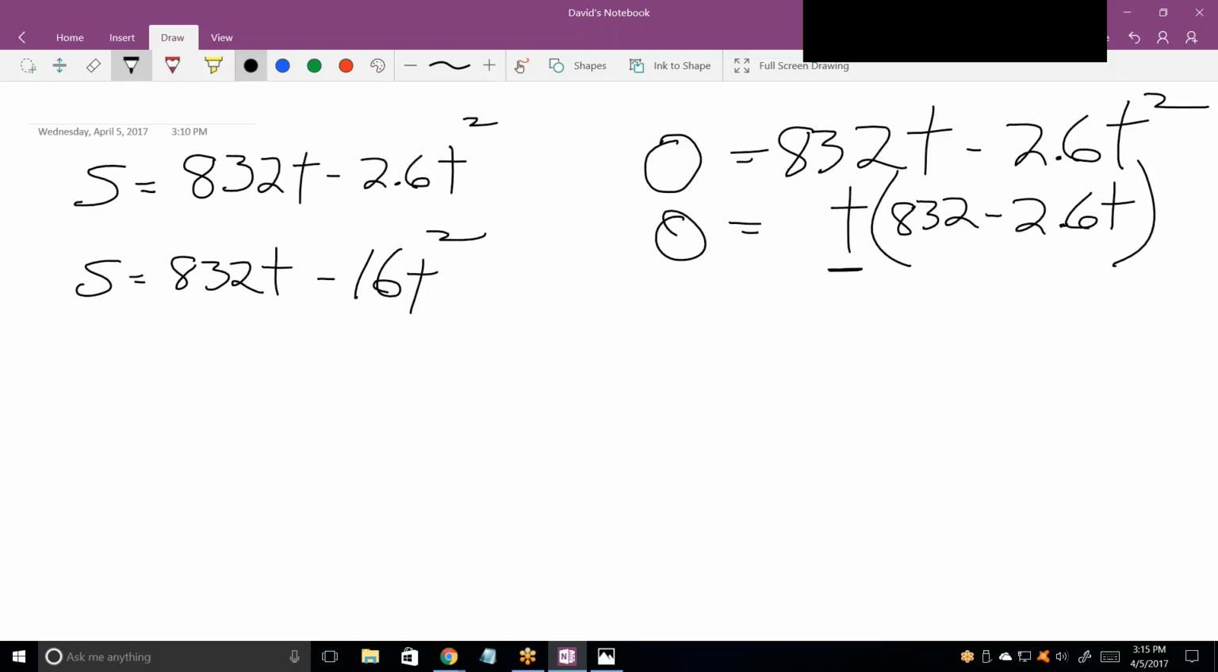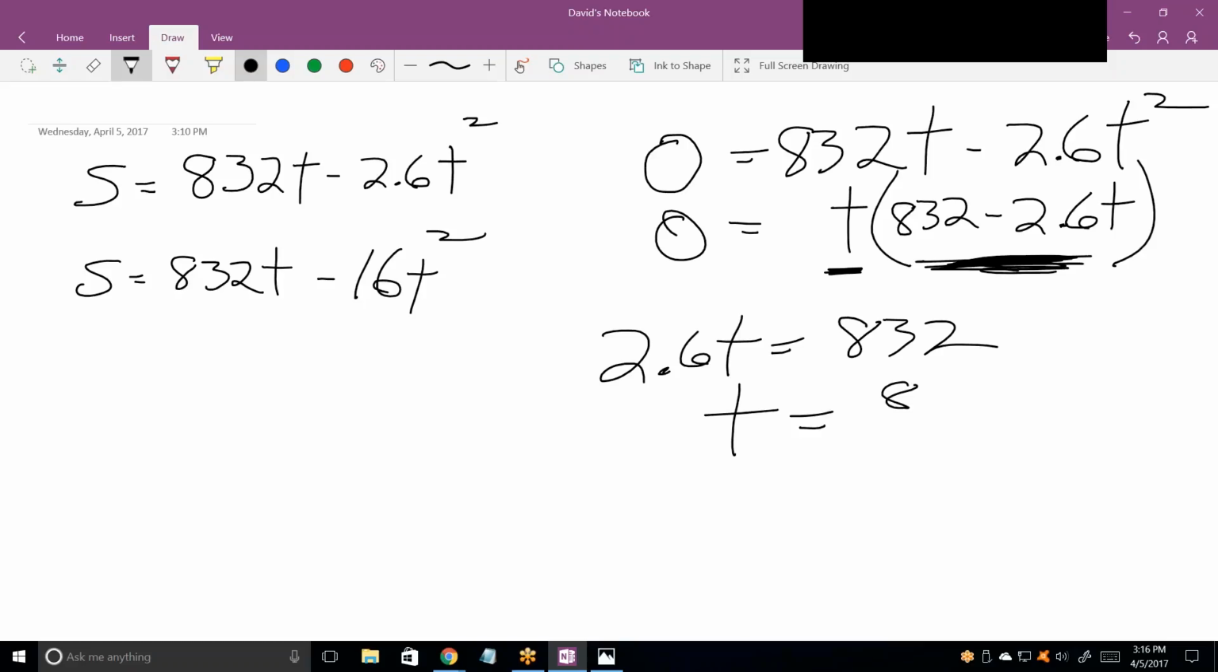So there's the 0 answer we're looking for. We know that the solution to this equation is when this is 0 or that's 0. Well, the first one is 0 at the beginning. In other words, when t equals 0, the height of this bullet is 0. But the second one, I've got to set that equal to 0, which means 2.6t is equal to 832, and t equals 832 divided by 2.6.